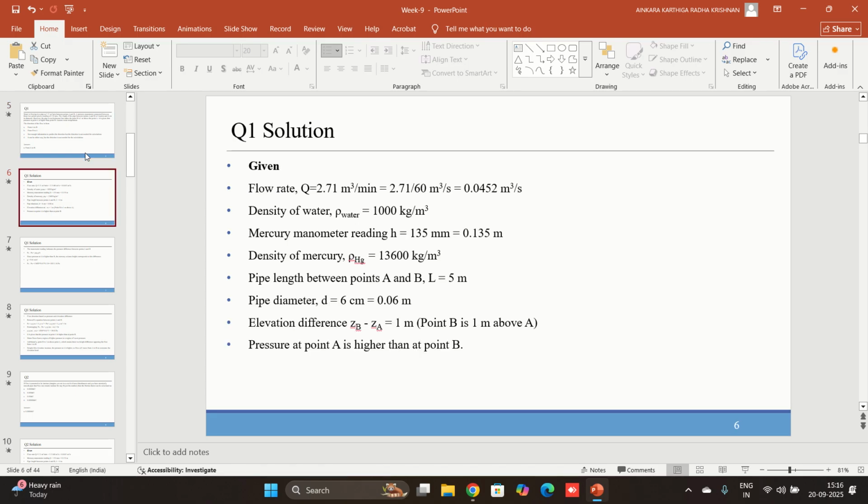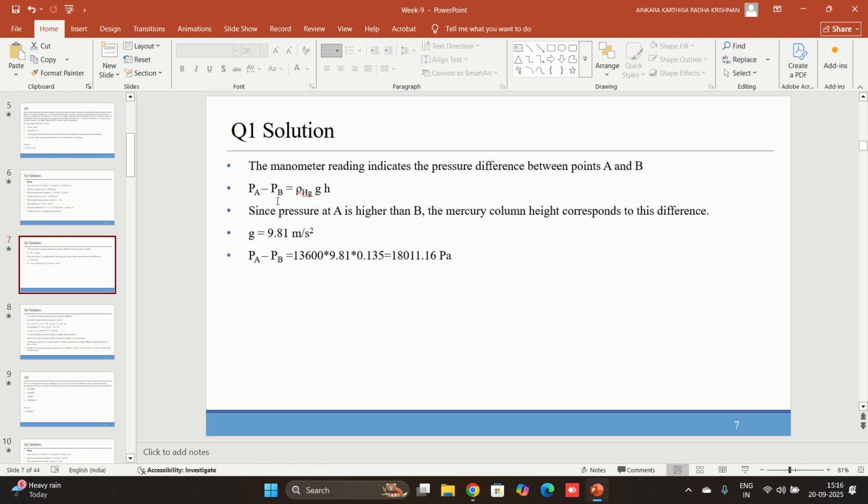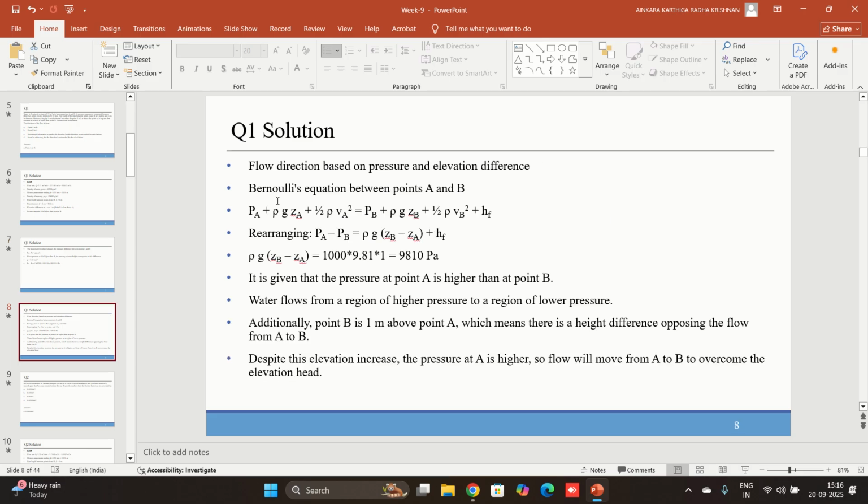So we first found out the manometer pressure difference, and what did we get? We got 18,011 Pascal, and later we used the Bernoulli equation, and we got the head, and it is found as 9,810 Pascal. In the question it is already given that point A is at a higher pressure than B. So we are concluding that water flows from the higher pressure region to the lower pressure region, that is from A to B.